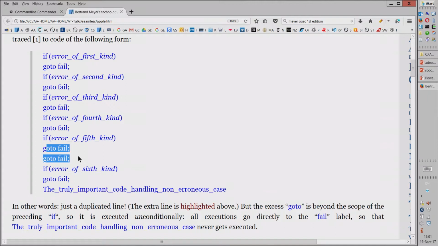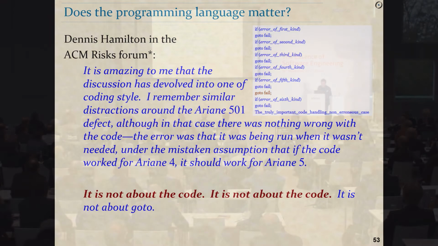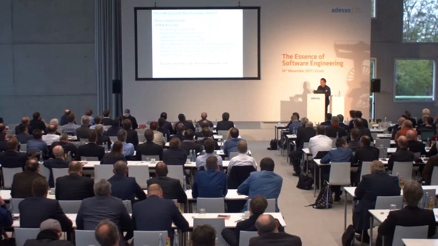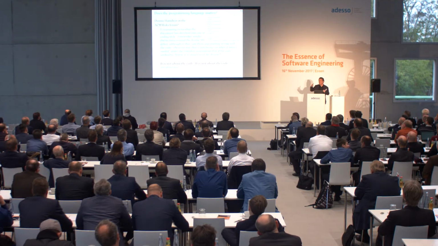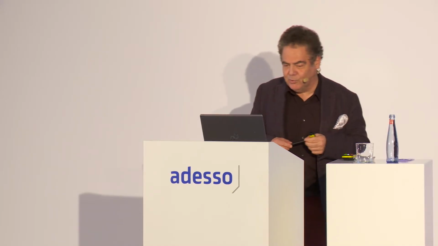Pretty basic typo, all written in C. And so I found it interesting to read this in RISKS. It's amazing to me. All those programming language people, they're always going to claim that their programming language is the solution. That's what he was saying, right? I remember similar distractions around the Ariane 501 defect.